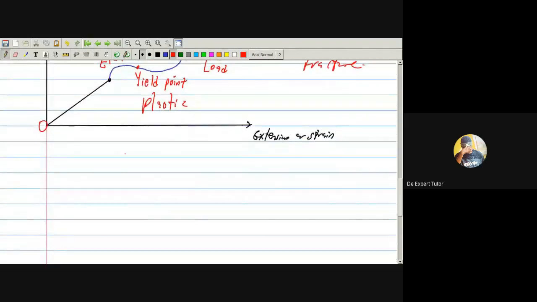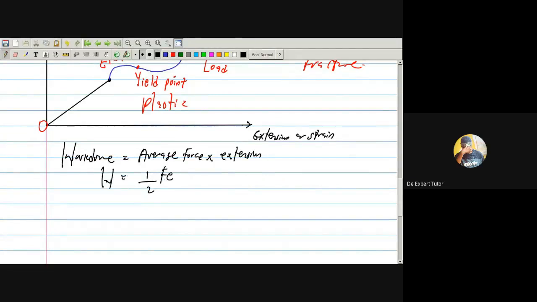So this is the last thing I want to discuss, how to find work done. Then we call it a day. So how do we find work done? Everybody pay attention. To find the work done, or energy, it is average force times extension. So the formula is half FE. The work done is half FE.